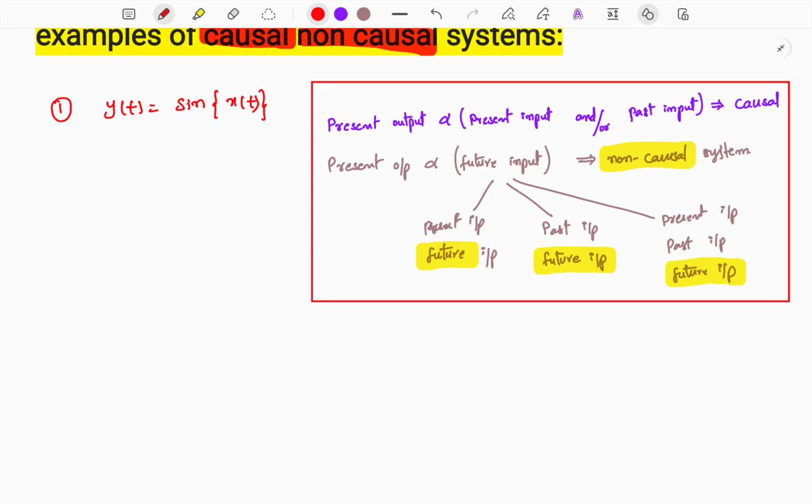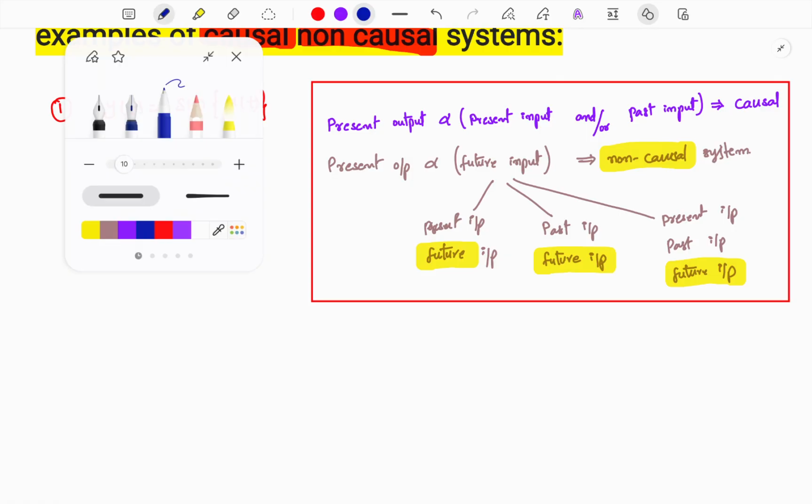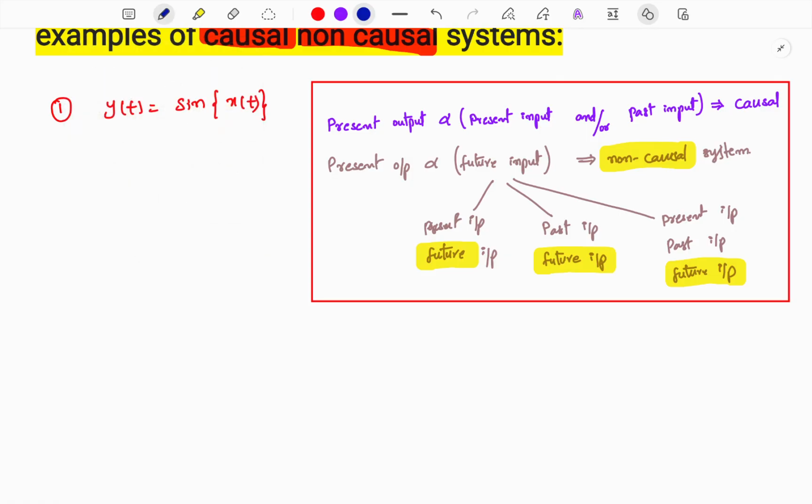Now coming to our question. Consider one time, t equal to 0. Then y of 0 is equal to sine of x of 0. Means present output at t equal to 0 depends on present input at t equal to 0.